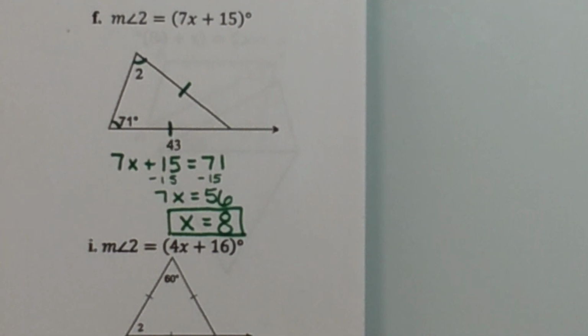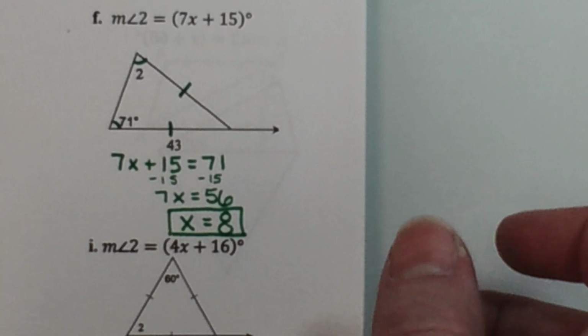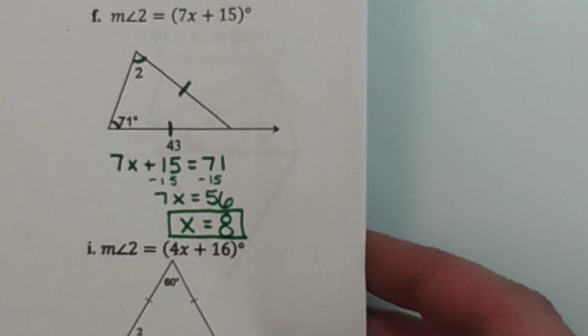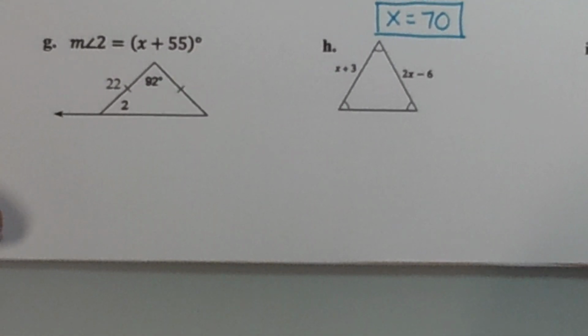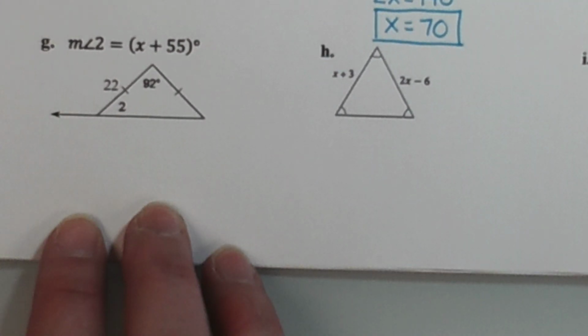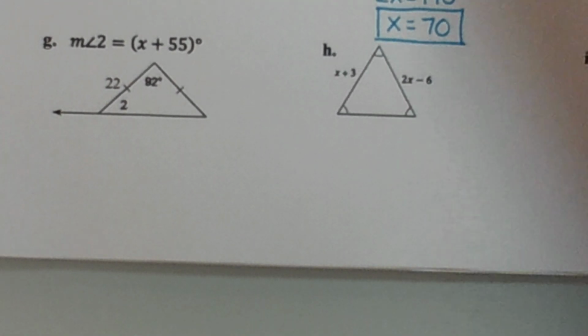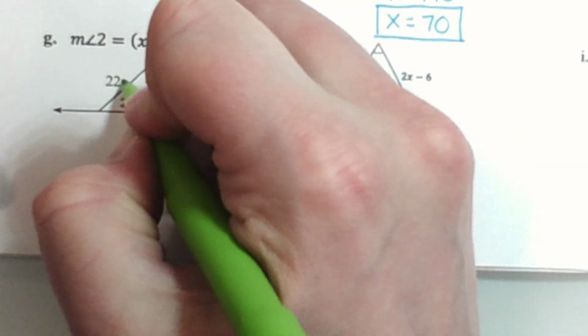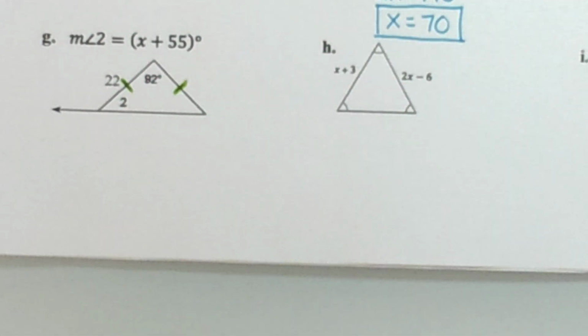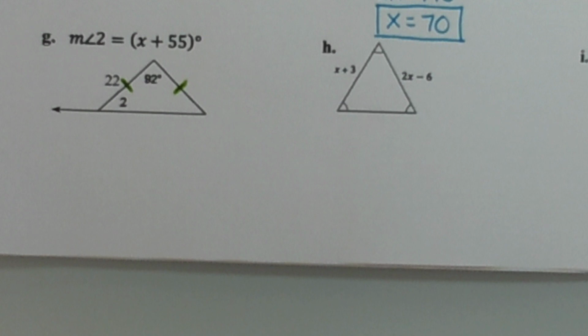I'm going to do just one more on this page. We're going to look at G and then we're going to flip on to the back side. The picture shows congruent sides, which means it has congruent angles.